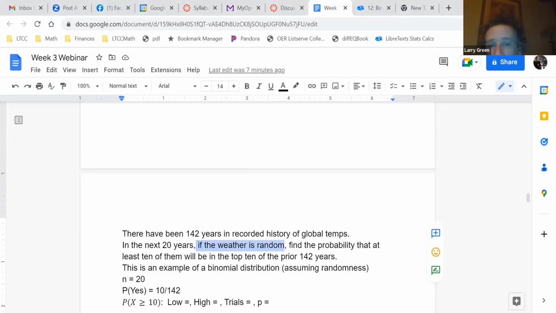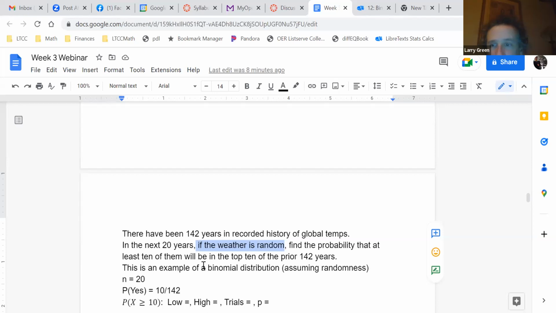The weather's not random. Okay. Why is the weather not random? What's going on recently? Hopefully you all know this. This is not math, but you should all know what's been going on in terms of weather, temperature. Yeah, climate change. So this is a statistical argument that climate change has happened.